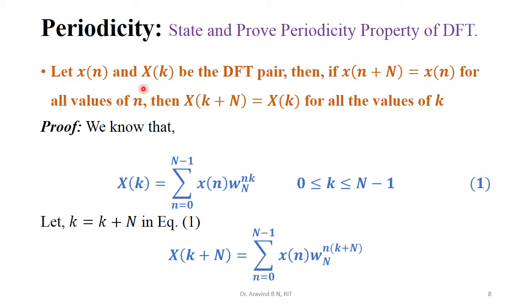Let x of n and X of k be the DFT pair. Then if x of n plus N is equal to x of n for all the values of n, then X of k plus N is equal to X of k for all the values of k. Let us start with the proof.